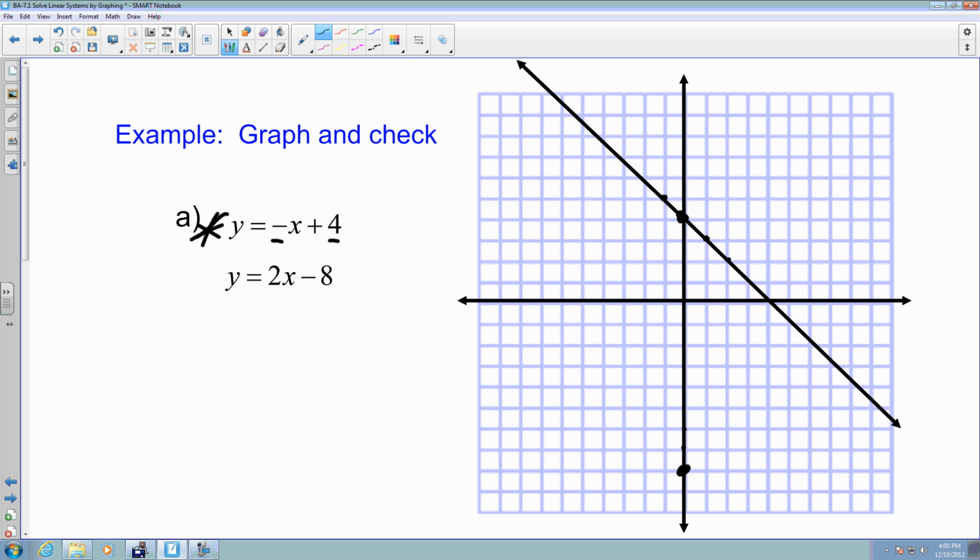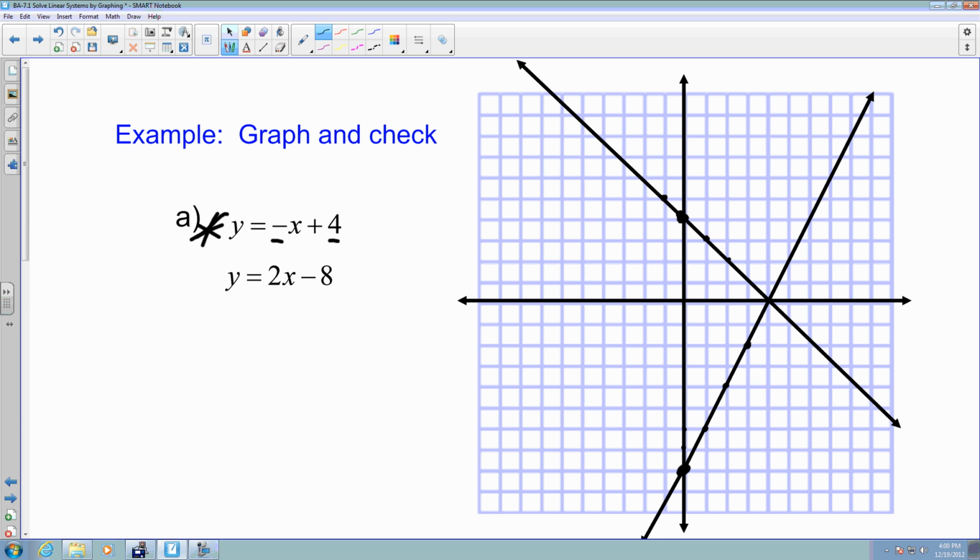Now my slope is 2. That means I'm going to go up 2 to the right 1, up 2 to the right 1, up 2 to the right 1. That's where our slope is. So then when I make a line for this, this is the line y equals 2x minus 8.